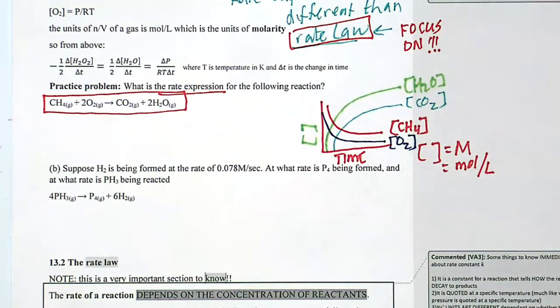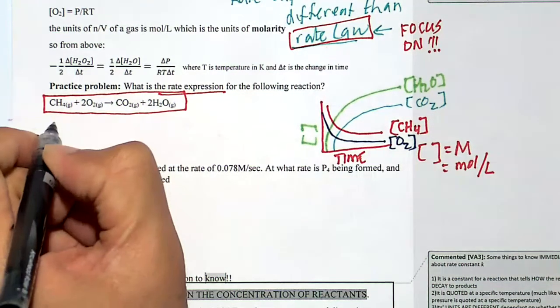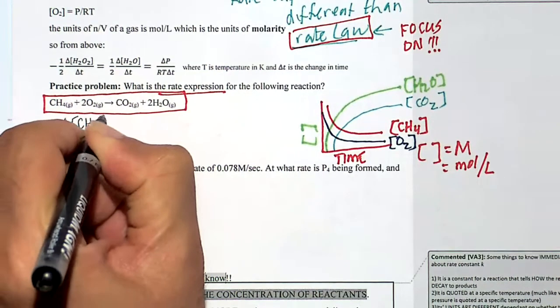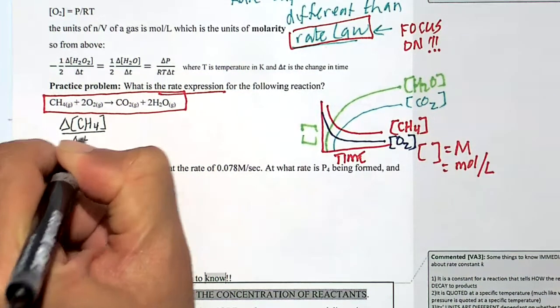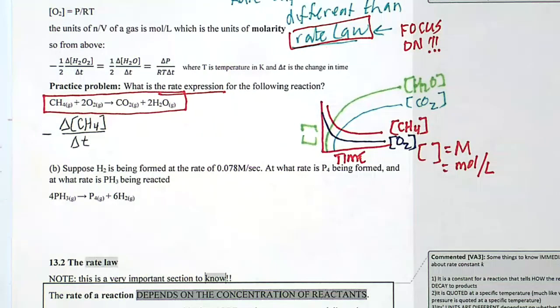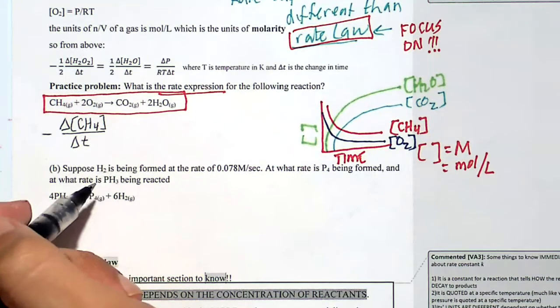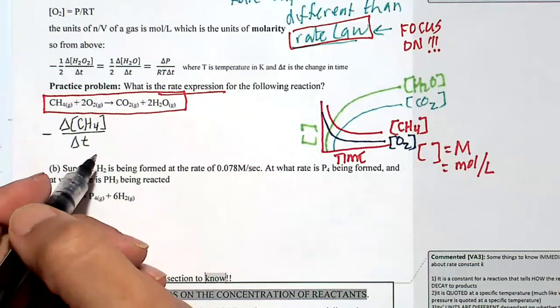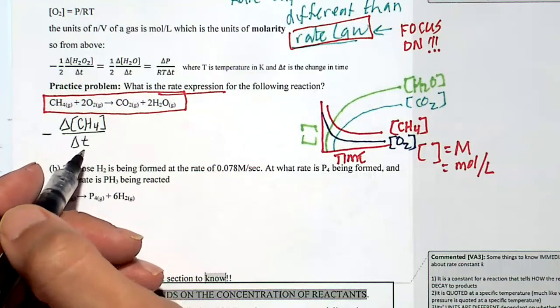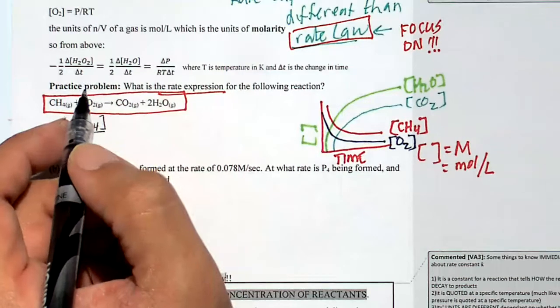So this rate expression sort of tracks that. This is how we're going to do it. This is called delta, and the delta CH4 over delta t, that lowercase t is time. We're going to put a negative sign here because reactants go down. That delta is delta. This actually is calculus. Believe it or not, I'm teaching you calculus. Rate of change over time is calculus, or a form of calculus.